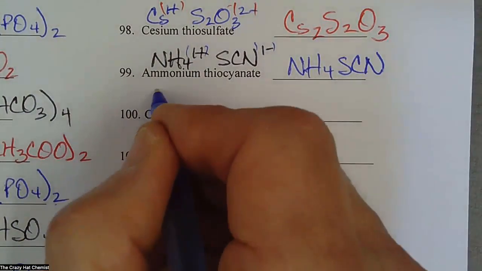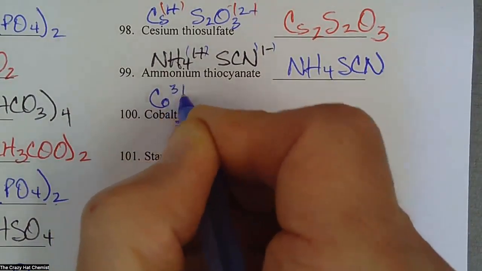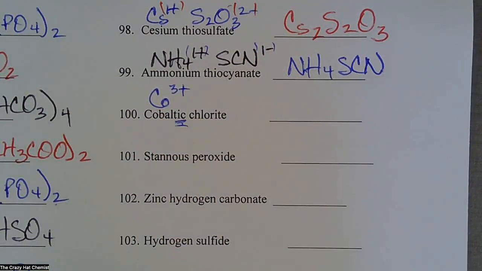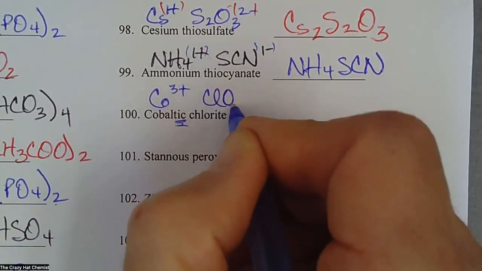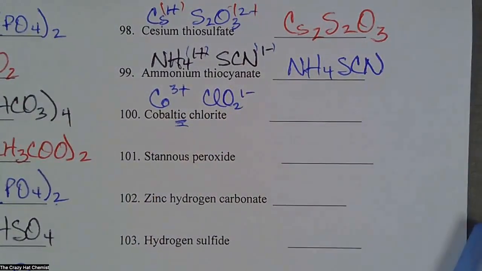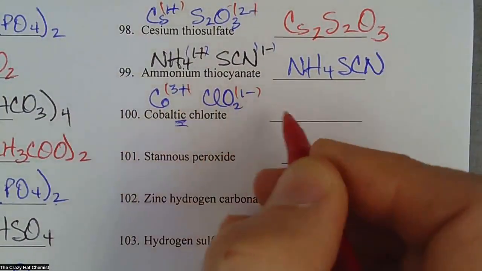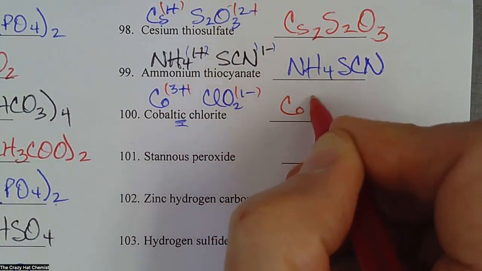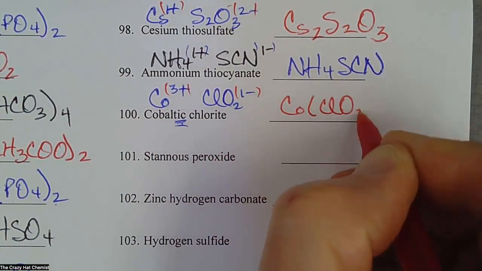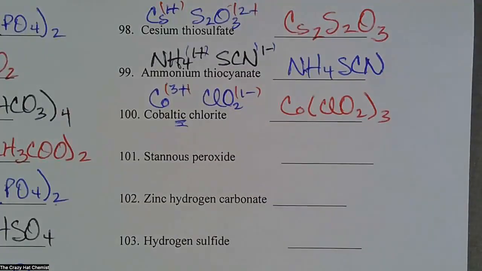Cobaltic is the higher charge for cobalt, and this is a periodic trend charge. So go back to your periodic table. That's a 3 plus. Chlorite, that's ClO2 1 minus. We're going to take the absolute value of these two numbers and get Co(ClO2) with a 3 outside.